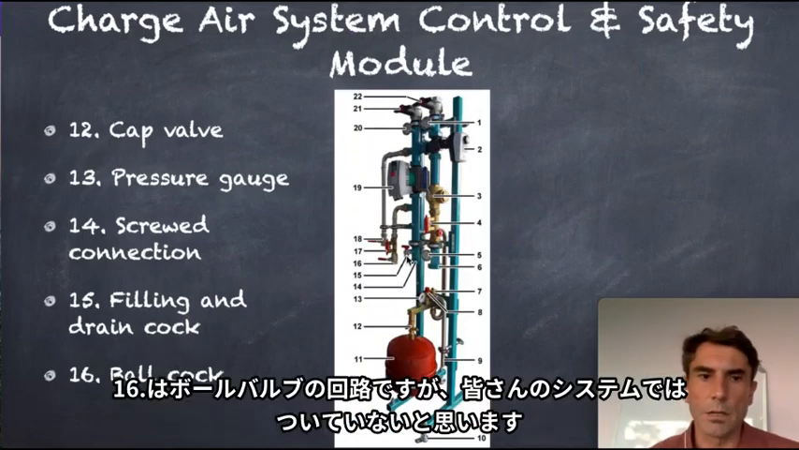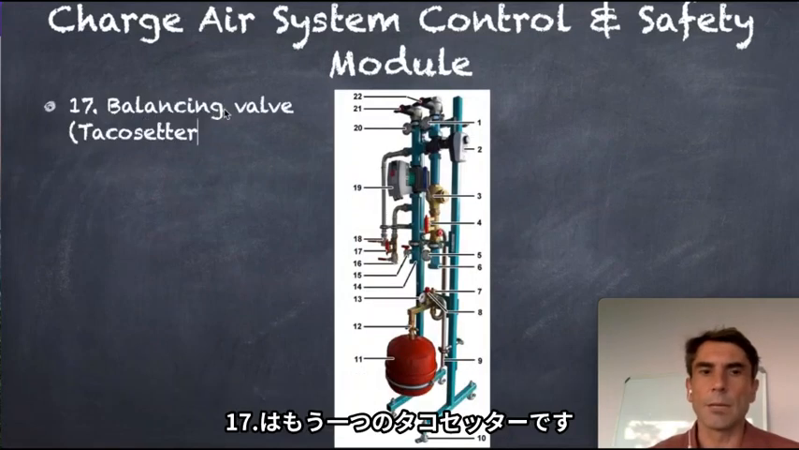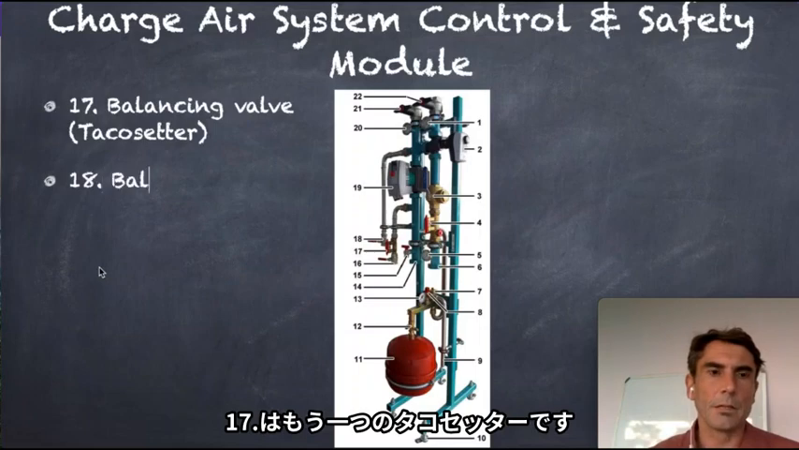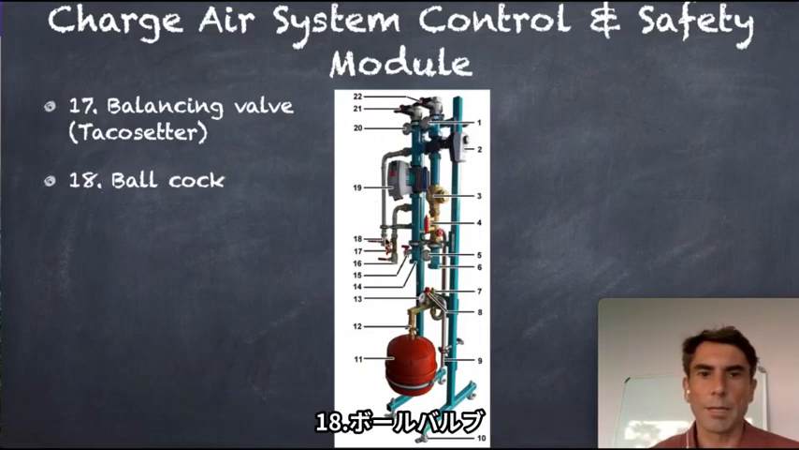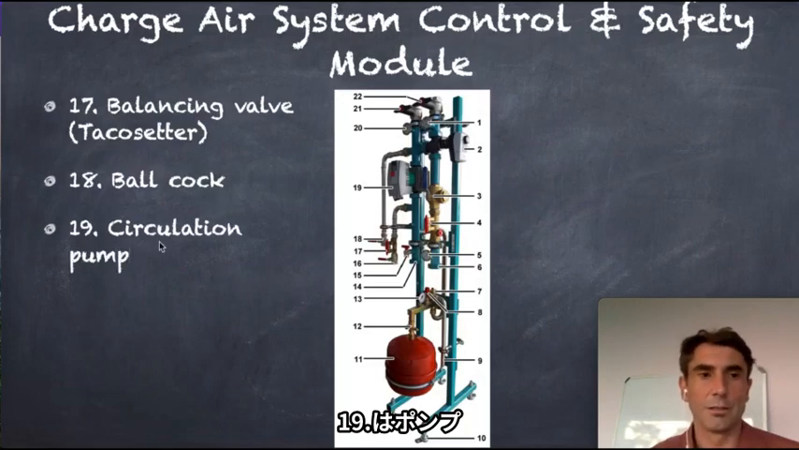We have a ball valve, number 16. It's here. I assume that this part of the items is not installed at your place. I don't think we need it at your place. So it doesn't matter. We go through that as well. We have number 17, another balancer valve. So the El Taco setter. Then we have number 18, another ball valve, so a ball cock.